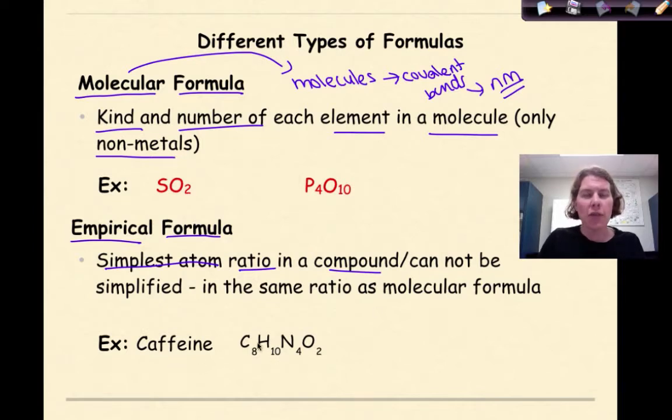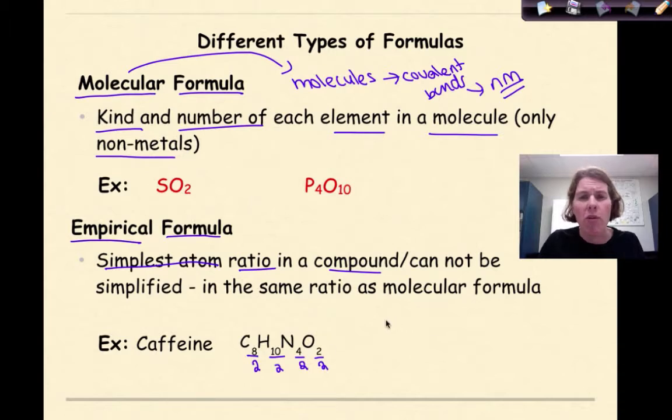So let's look at the formula for caffeine, which is C8H10N4O2. To figure out the empirical formula for this, I want to look at each of these numbers and see what number will divide into all of them at the same time. So I could say, well, 8, 10, 4, and 2, those are all even numbers. So this can be divided by 2, this can be divided by 2, this can be divided by 2, and 2, of course, can be divided by itself.